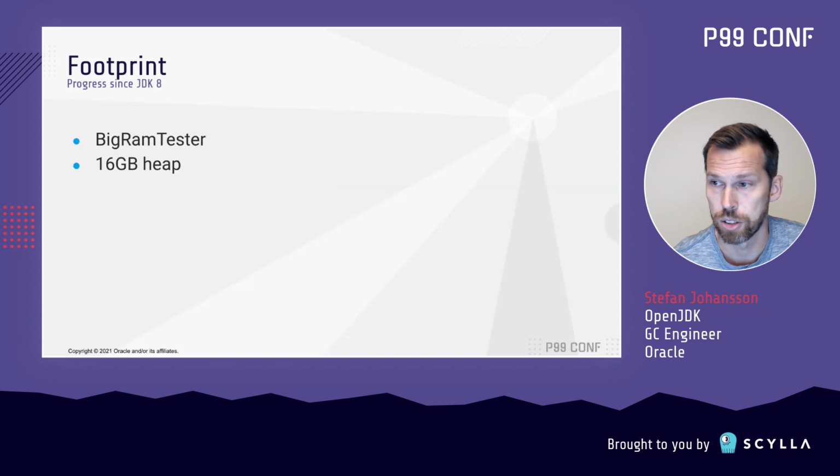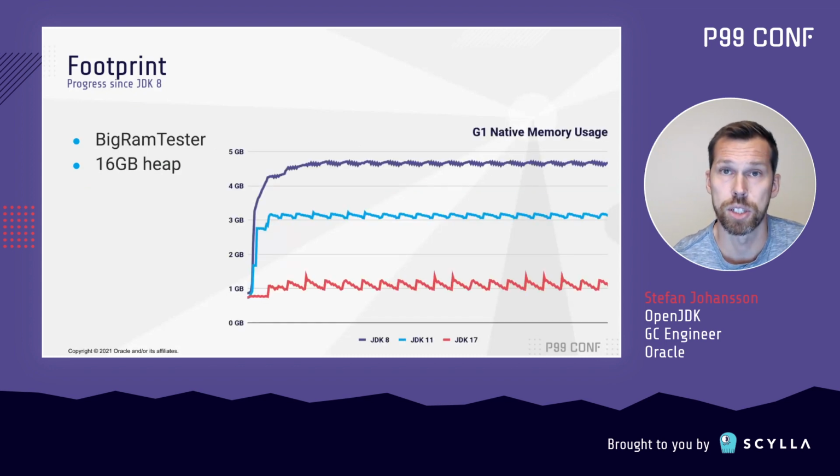But now let's take a look at what the remember set work has given us in terms of memory savings, or maybe not savings, but at least not spending way too much memory. Here I'm using a stress test that we call the Big ROM tester. It basically mimics an in-memory database or cache, which does reads and writes and deletes. This is a very good way to stress the remember set implementation in G1 because it forces a lot of updates in the old generation.